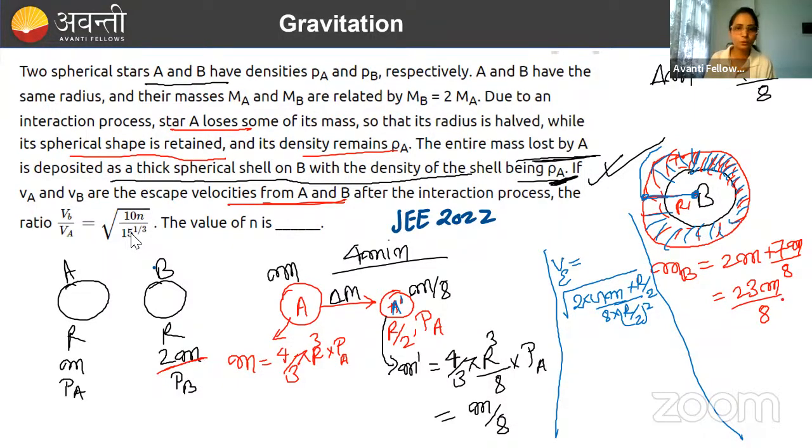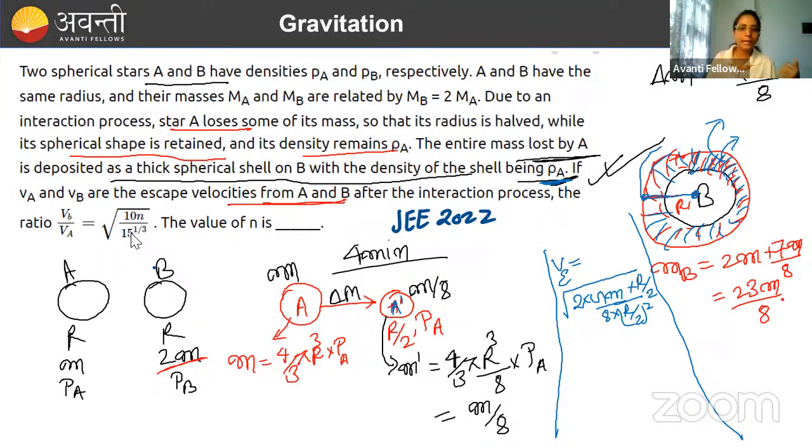The concentric hollow sphere, we know its mass. How much mass was getting deposited here? 7m/8. This much mass has got deposited, right? And if we are going to calculate its mass from the density, we already know its mass. But if you are going to calculate that mass from its density, it is given in the question that when it is getting deposited on shell B, its density remains as rho A.